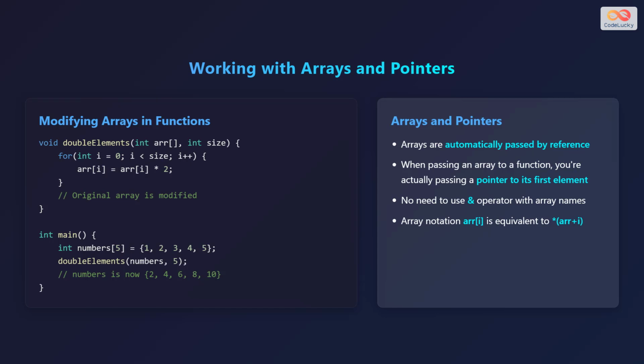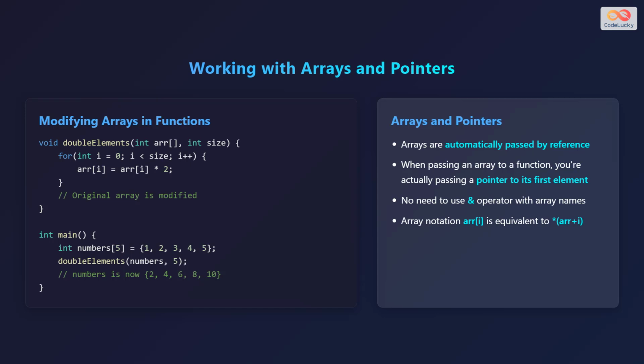Arrays and pointers are closely related in C. Here's how you can modify arrays in functions. The double elements function takes an integer array arr and its size as input. It iterates through the array, doubling each element. The original array is modified directly.